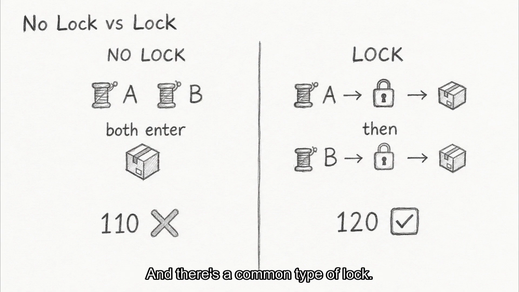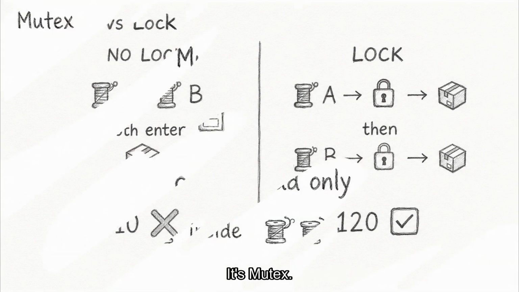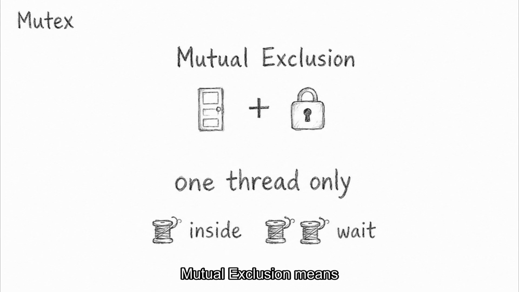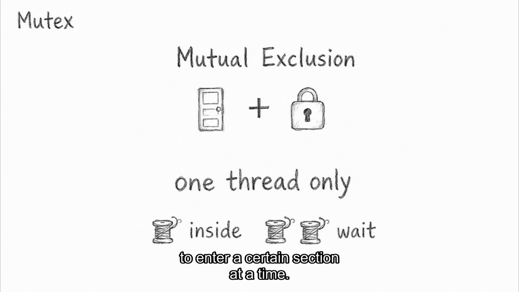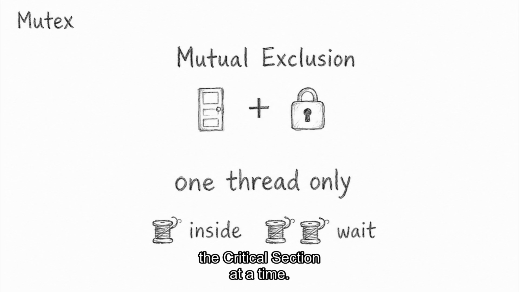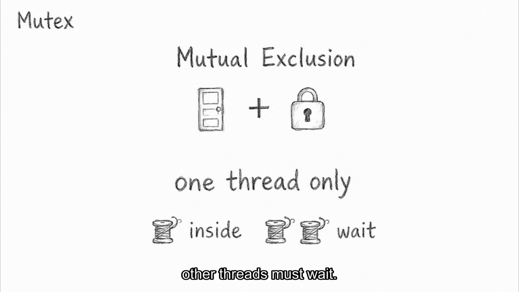And there's a common type of lock. It's mutex. Mutex is short for mutual exclusion. Mutual exclusion means only one thread is allowed to enter a certain section at a time. The main idea is simple. Only one thread can enter the critical section at a time. If one thread is using the shared resource, other threads must wait.